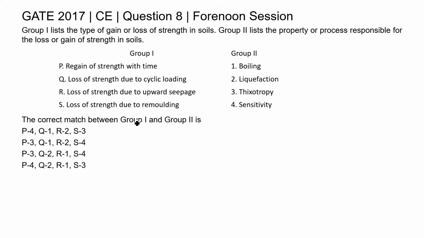The correct match between group 1 and group 2 is, so we need to do the correct match between group 1 and group 2. There are four processes given in group 2. So let's understand each process one by one.